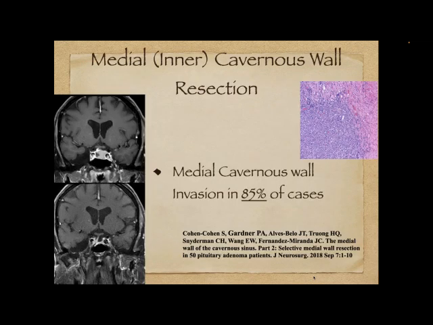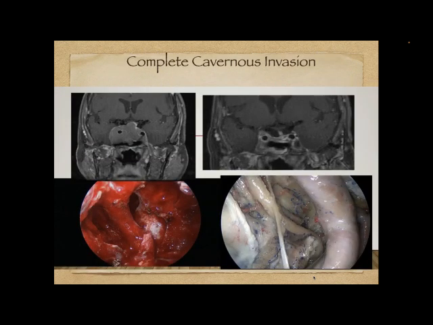And we looked at when we do this, actually this medial cavernous wall is invaded in 85% of cases where the tumor even touches the wall, which is pretty incredible. If you look at it, it means really that removing this medial wall, if the tumor is touching it, this invasion is more common than we used to think, and removing that wall really is important.